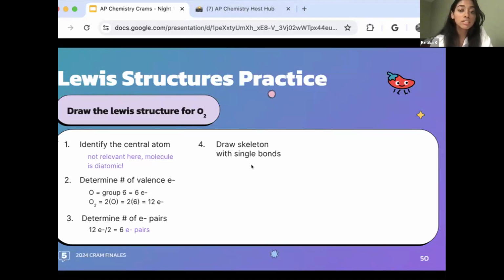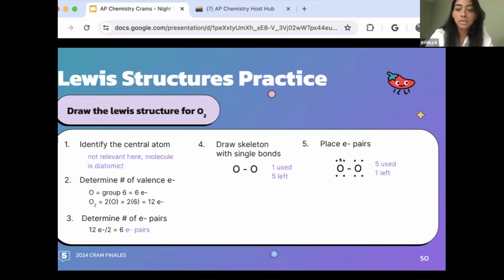Then we draw the skeleton with single bonds. We just have the 2 O's and a single bond between them. This bond represents 2 electrons, so 1 electron pair. Out of the 6 electron pairs available, we used one, so we have 5 left. Next, we place the electron pairs, which are the dots. We are going to place 2 on top of each oxygen.